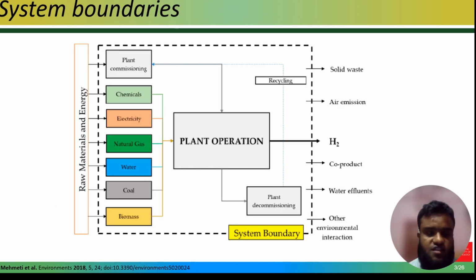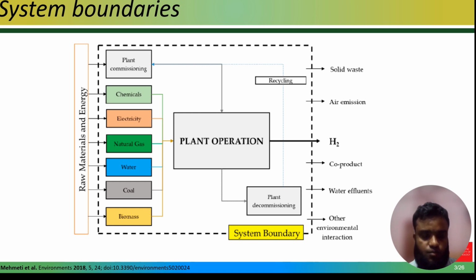So here is the system boundary of a production process. On the left hand side, you can see raw material and energy. These are the processes in the plant operation: the plant commissioning, chemicals, electricity. So these are the raw materials, natural gas, water, coal, and biomass, for example. And the dotted line you can see is the system boundary. On the right hand side is the output: solid waste, air emission, hydrogen, co-products, water effluent, and other environmental interactions. So this is the system boundary of this system.